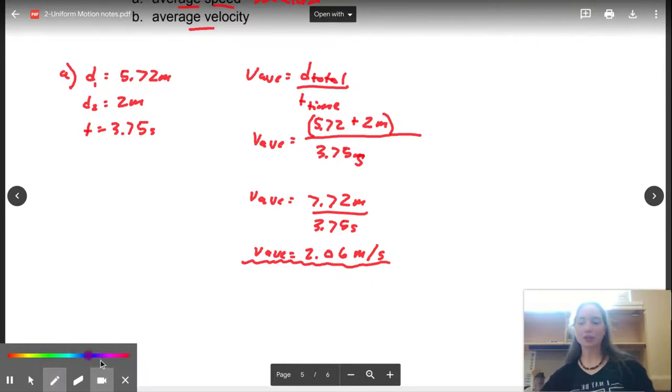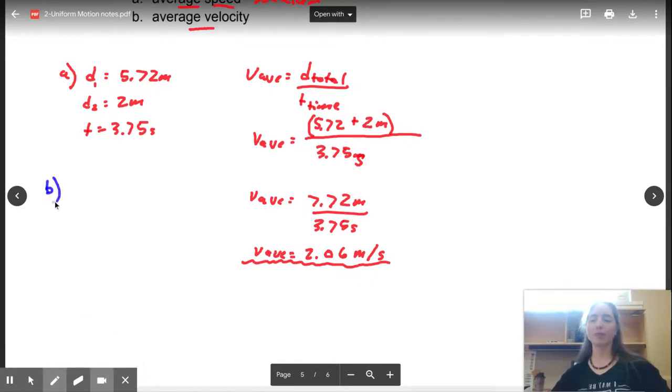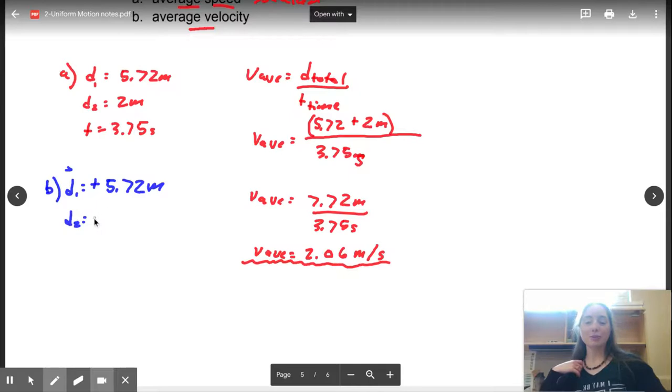Okay? So we're now going to look at part B, which is going to involve your displacement. I'm going to switch colors and I'll do part B in blue. So for B, now we're looking at displacement. We are no longer looking at distance. Now, what's the difference between distance and displacement? Direction. Displacement is vector. Distance is scalar. So this one, we went 5.72 meters north. That's positive. Displacement 2, well, we went south. Minus 2 meters. That's the difference. Time is still going to be the same.